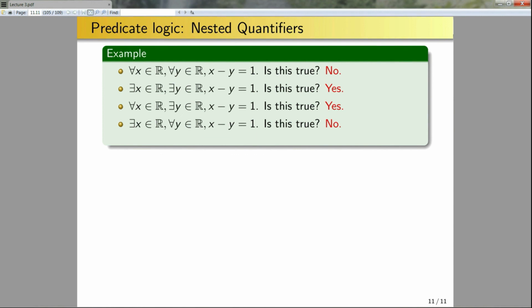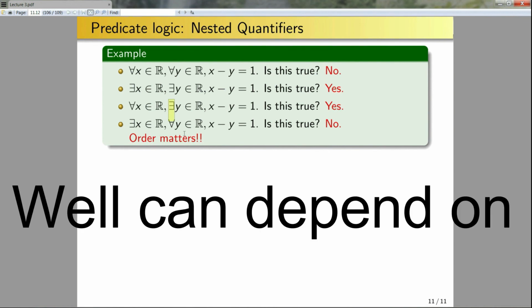So what's the lesson out of all of this? Well, order matters. So when I have two different types of quantifiers nested together, a for all and a there exists, the truth of the statement is dependent on the order of the quantifiers.